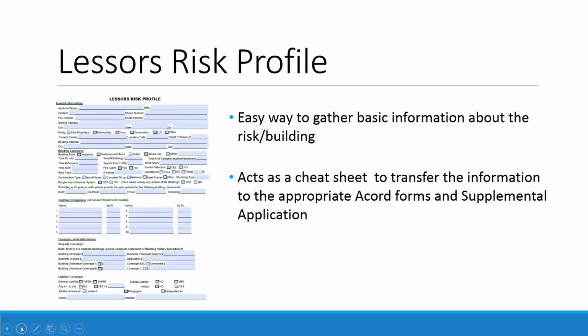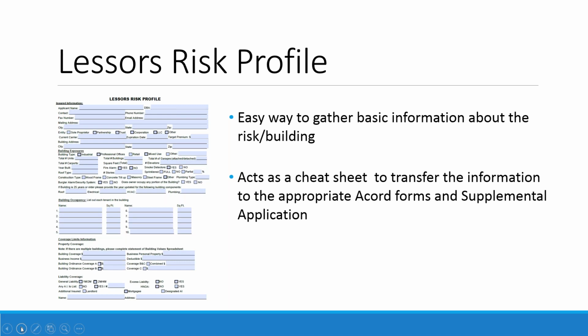And then, this is a lessor's risk profile that we worked up. So we've prepared this. It's on our website, available for all of our agents to use as a tool to gather information. Say a client comes into the office or gives you a call: I'm going to buy this new building. This just gives you a way to jot down some basic information about it before you start doing your research on the building to see what other information you can find.